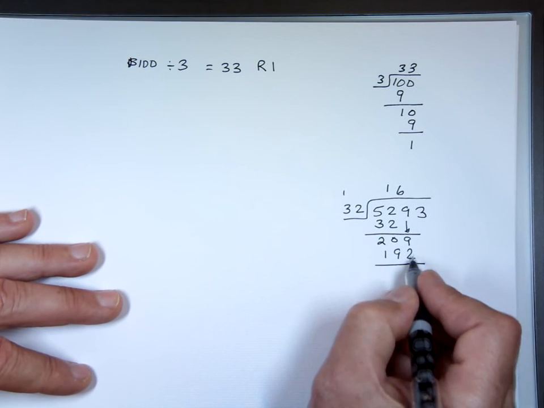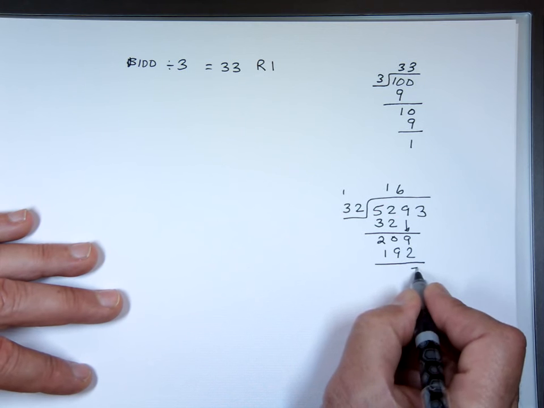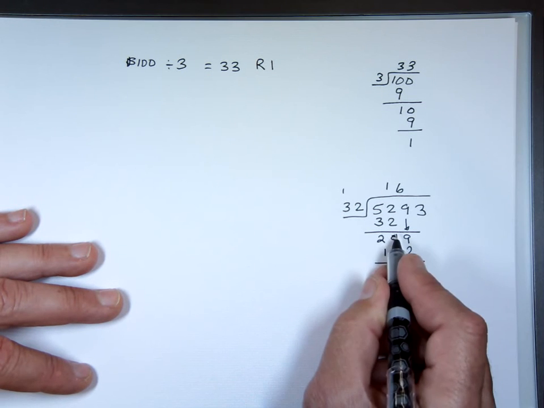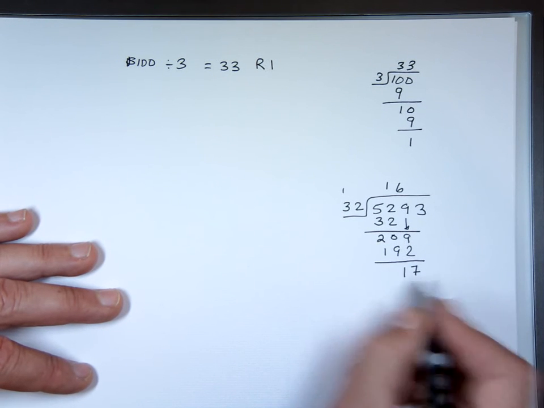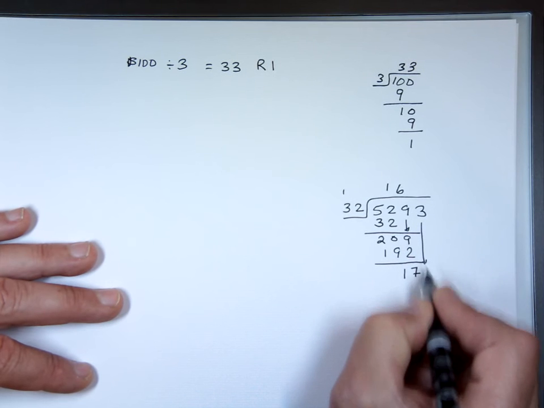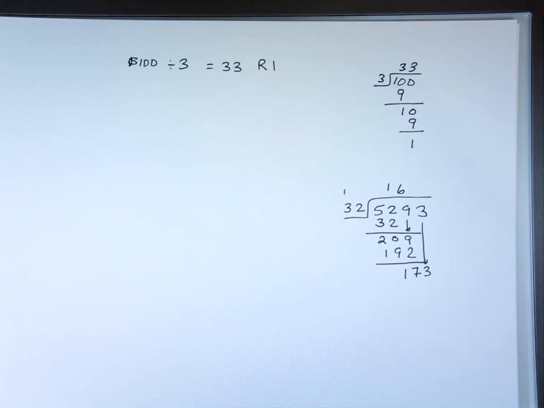2 from 9, 7. 9 from 0, you can't. 9 from 10, that's a 1. Now you bring that 3 down. 173. That's under 180, so maybe it's a 5.